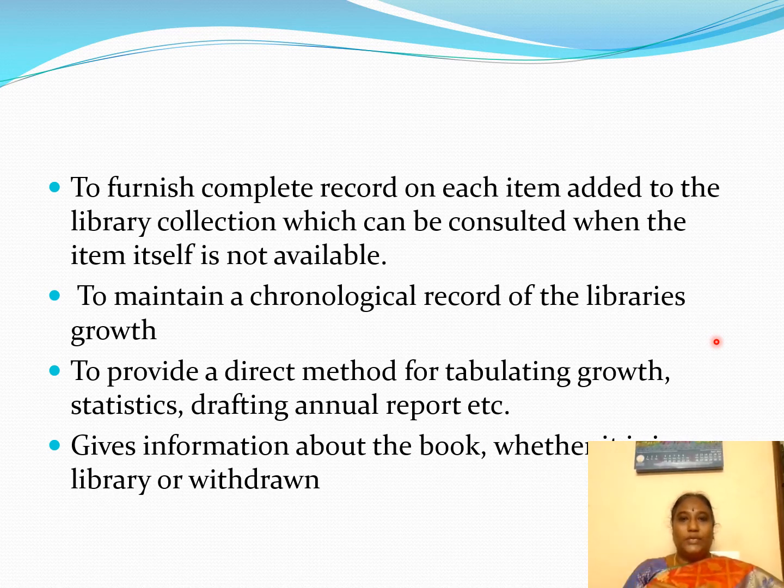So for that purpose, the library user can consult this accession register if the item or book is not available on the racks. And the next function is to maintain a chronological record of the library's growth. Here, accession register means the serial number of the documents.